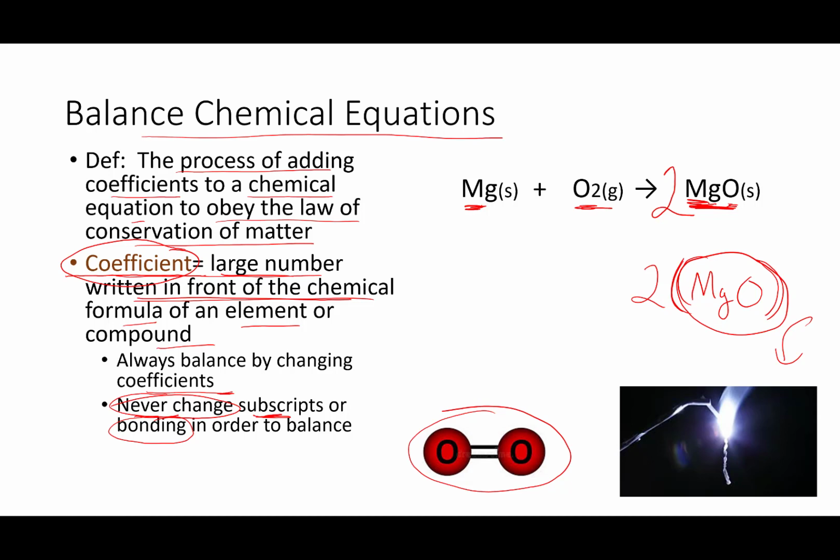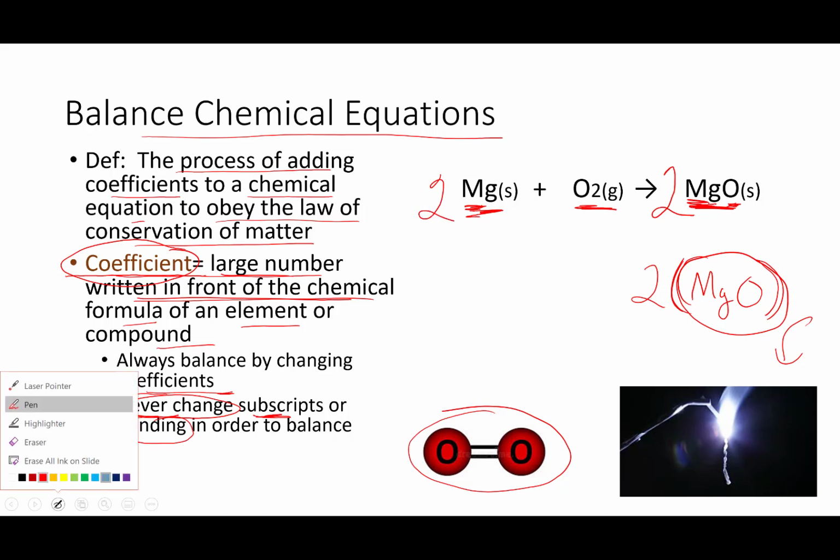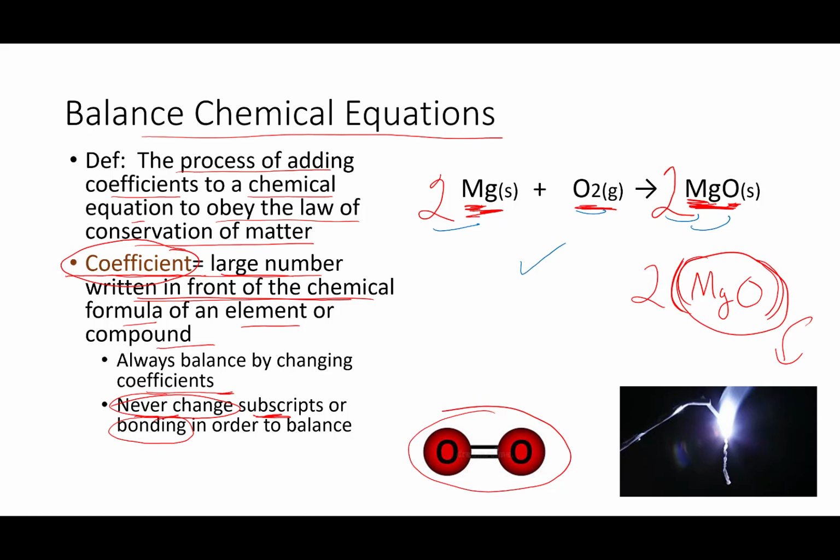Now I've got 2 oxygen and 2 oxygen here. Life is good. But now I have 2 magnesiums. How do I make the magnesiums on the left balance? Well, I add a 2 there as well. And personally, I always go through one last time and double check. 2 magnesiums, 2 oxygens, 2 magnesiums, 2 oxygens, and I'm balanced and everything is fine.